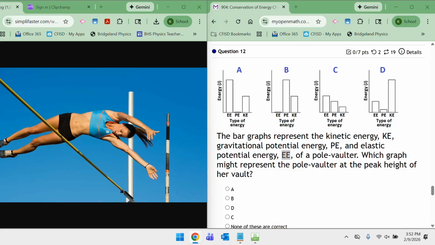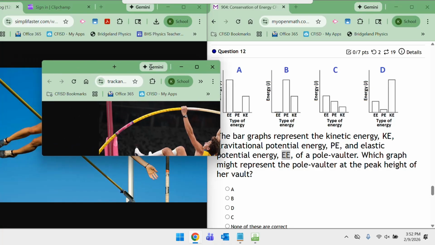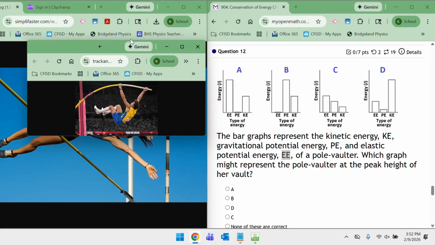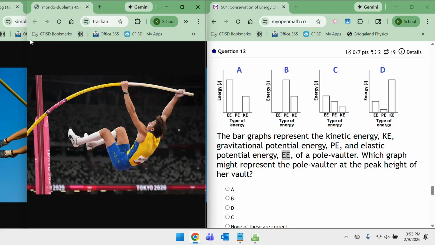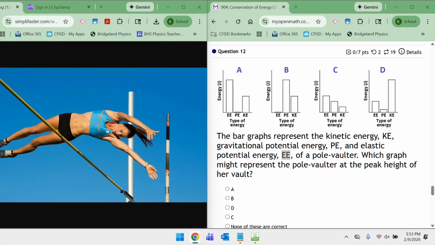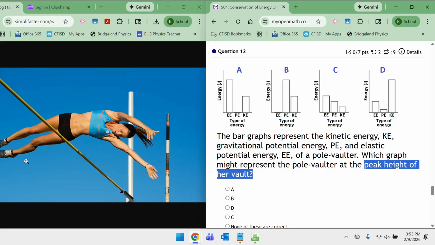There it is. All right, here is a different image. It will bend as they launch themselves upward. And as it bends like this, when you have deformation, that's when you have elastic potential energy, where it's trying to return to its normal shape. Okay, now it's not asking about that point, it's asking about her peak height. That guy wasn't at his peak height yet, she is.